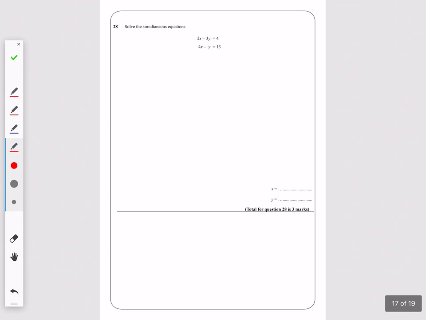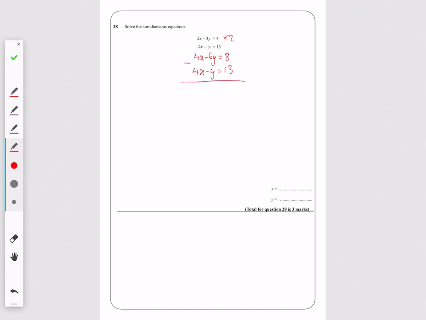Question 28, solve these two simultaneous equations. So you can either make the y's the same or the x's the same. I can see that I can just double the first equation to make it the same as the second equation for x's. So I'm going to double that first one and make it 4x minus 6y is equal to 8. And then I'm going to take from that the second one, 4x minus y is equal to 13. So I'm going to take these two away from each other.